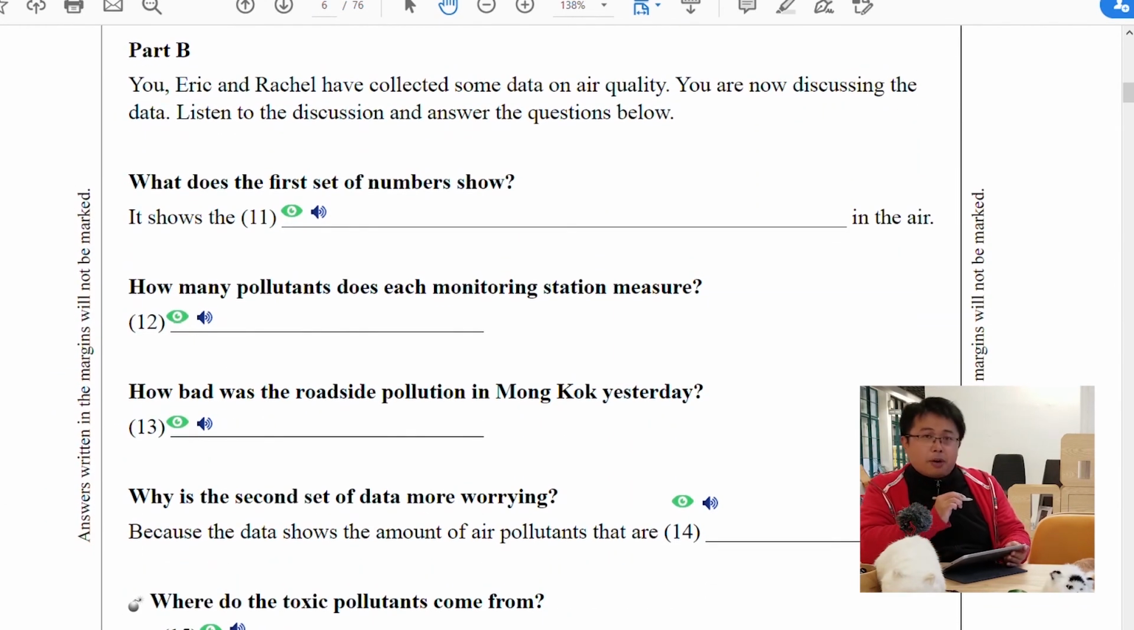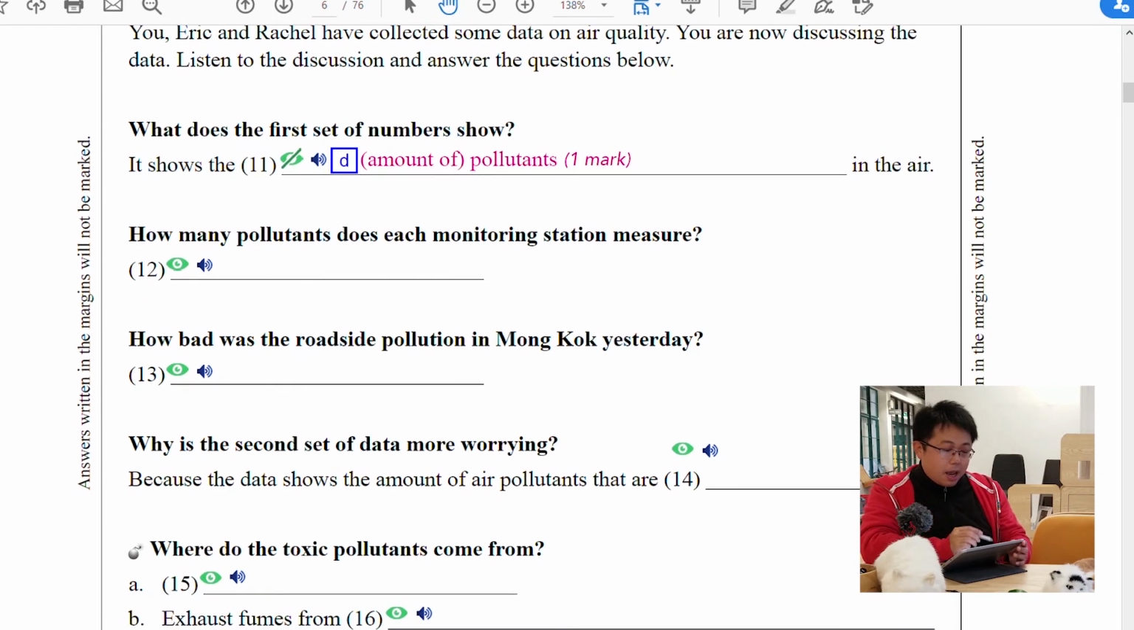So let's take a look at question 11. "What do these numbers mean?" Okay, the first set of numbers shows us the amount of pollutants in the air. So the answer is the amount of pollutants. Okay, and then how many? "Each of our monitoring stations measures 12 different pollutants." So the answer is easy, 12. Here you could write the number. Try not to spell it because it takes your time and puts you at risk of spelling it wrongly. So just put 12.